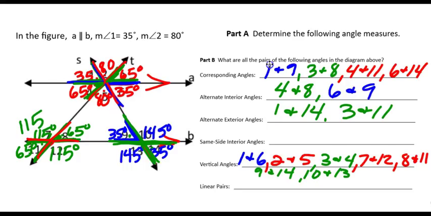So if we're looking at our same side interior angles, this is our transversal, this is our parallel line right here, and this is our parallel line right here. So we've got the angle 115 and the angle 65. So that's 4 and 7 that are same side interior angles. And then over here on the other side, same sort of thing. We've got this line in our transversal here and that line right there. So we've got 145 and 35. Again, if you add those together, those are 180. So those angles are 6 and 10.